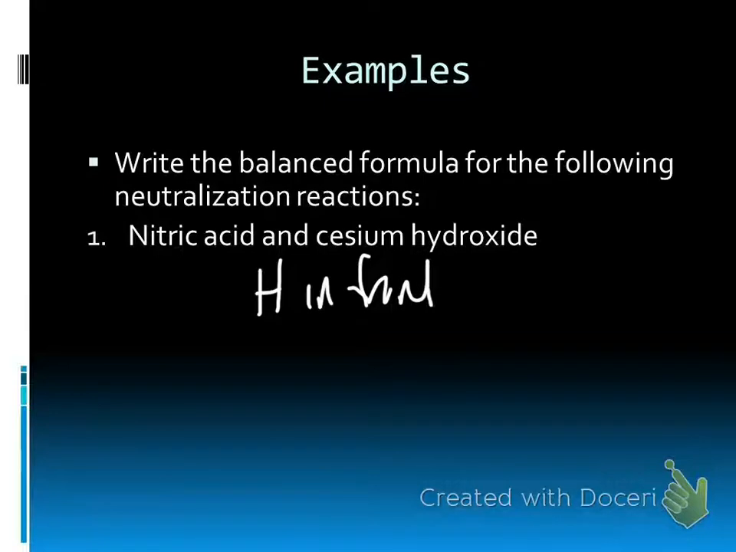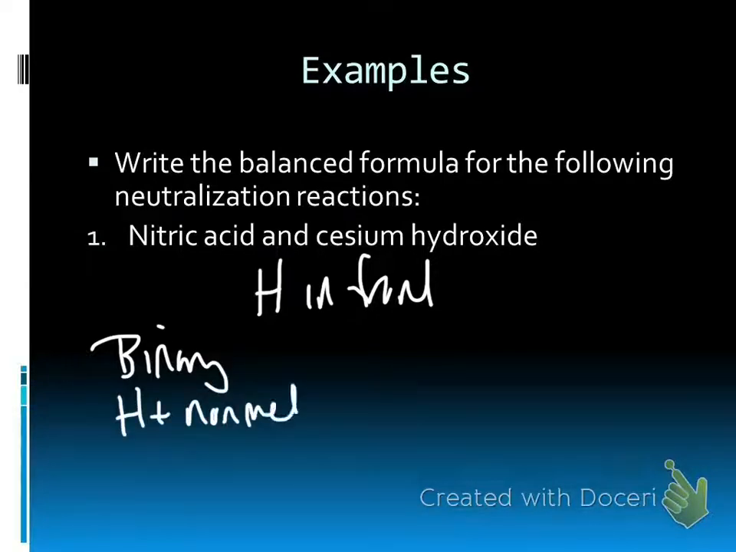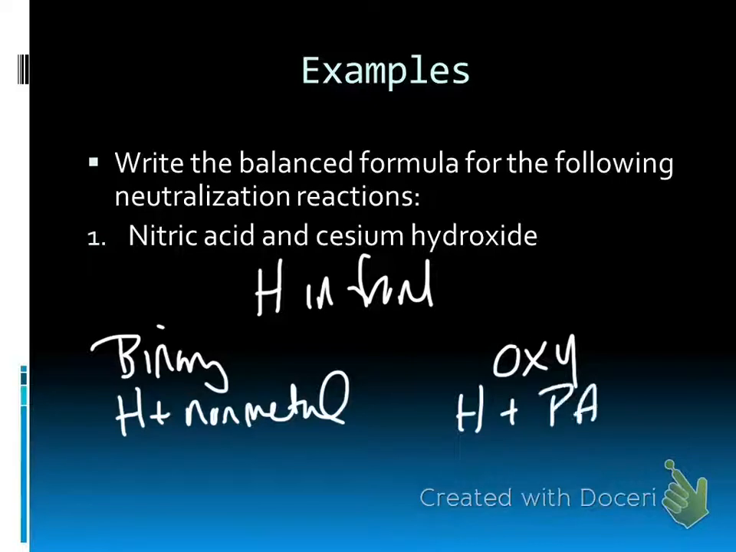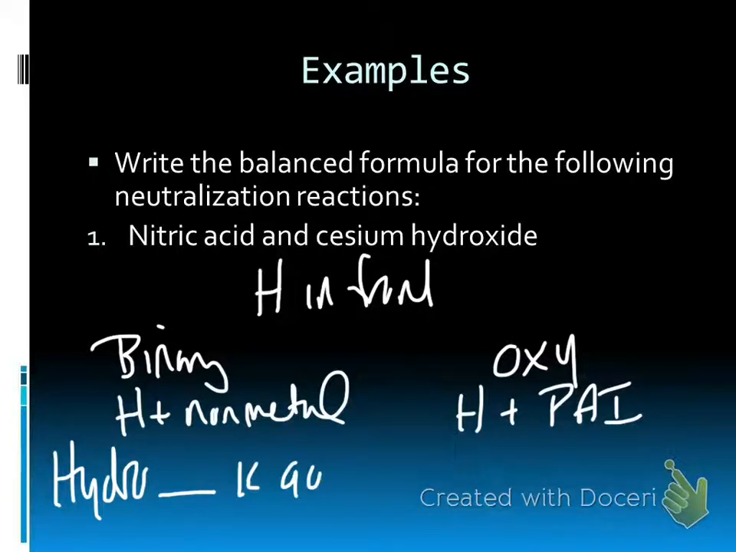And there were two types of acids. We could have binary, which means it was hydrogen plus a nonmetal, or you could have an oxyacid, which is hydrogen plus a polyatomic ion. If it's binary, just hydrogen and some nonmetal, we're going to name it hydro, whatever that nonmetal is, ic acid. If it's an oxyacid, you see a polyatomic ion, we're not going to have a prefix.